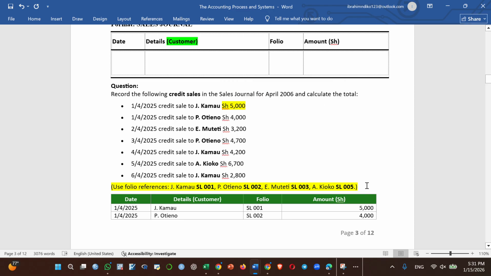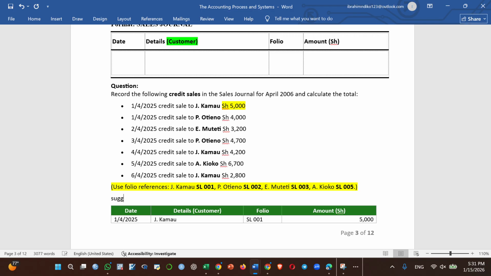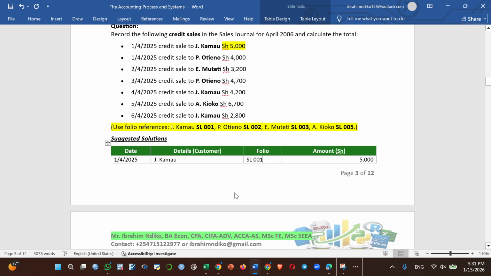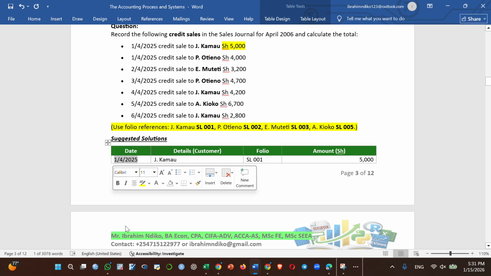Then we go to the suggested solution. Now, on 1st of April, as you can see here, we made a credit sale of 5,000. You can see the 5,000 here, the first transaction from this suggested solution. The credit sale was made to Kamau. So we start with the date. We insert the date, 1st of April 2025. Then we input the name of the customer, that is Kamau.